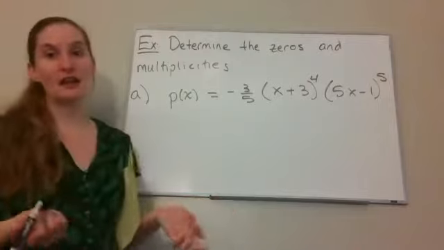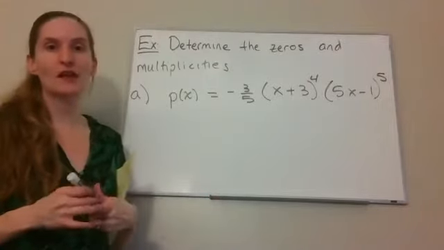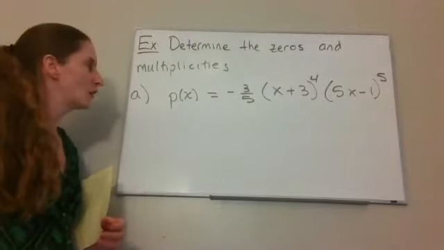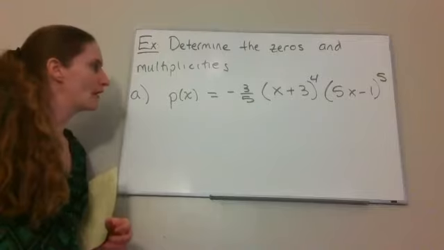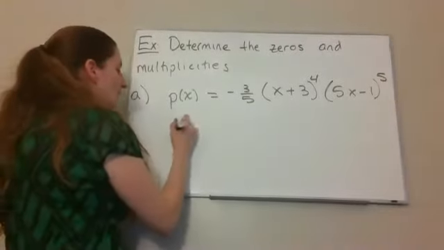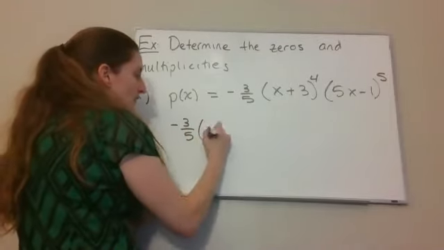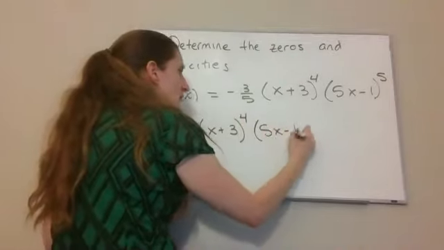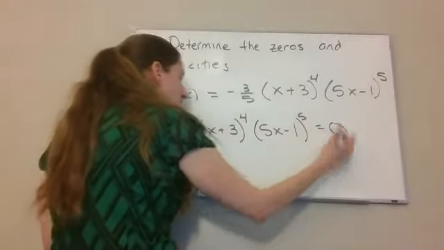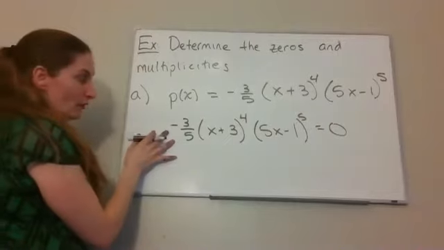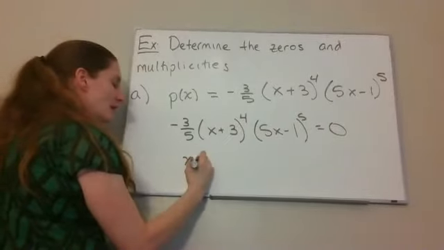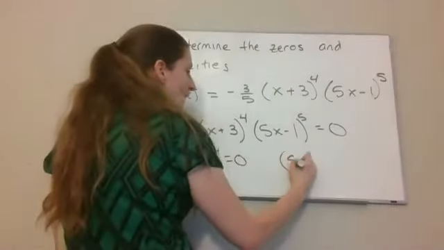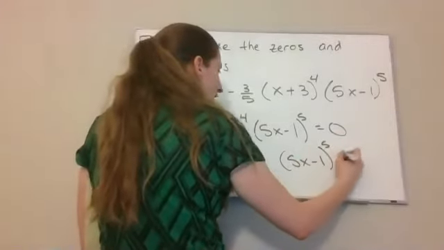Now this one's actually kind of nice because it's already factored for us. When I'm trying to find the zeros, it helps to have it completely factored. So remember, your zeros are when the entire polynomial equals 0. This -3/5 will never be 0, but this tells me that either (x plus 3) to the 4th is 0, or (5x minus 1) to the 5th is 0.